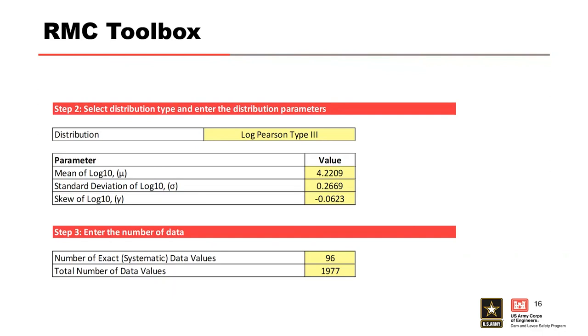So in this example, there were 96 years of systematic data. And then we can enter the total record length. So remember, the total record length includes the whole record. So if you have perception thresholds or historic data, it includes the length of the whole window of time.